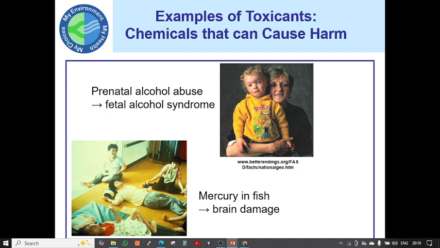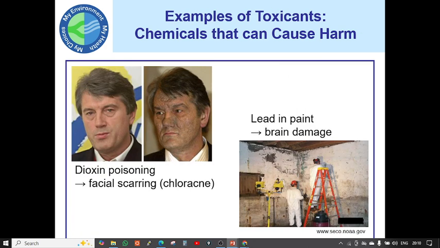And another substance: mercury in fish. Consumption of mercury or some other elements, which can be heavy metals, is also a very heavy poison in our body. It can cause brain damage.